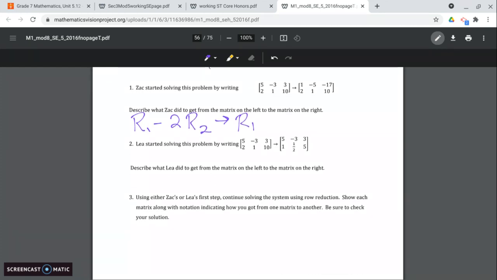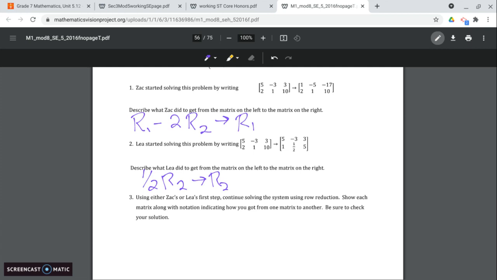Now Leah started this problem by writing 5, negative 3, 3, 2, 1, 2, 1, 10, and then she got 5, negative 3, 3, so she didn't change the first row, but then 1, 1/2, 5. What did she do to that second row? Well, she took 1/2 times row 2 to get her new row 2. So she multiplied the whole second row by a half, or divided it by 2, however you want to think about it, to get her new solution.